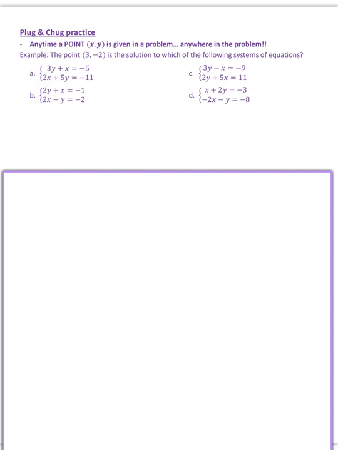Okay, another time you're going to use that plug and chug strategy is whenever you're given a point in a problem. And the reason why this all of a sudden becomes a plug and chug is because you now know, given a point, that x is equal to 3 and y is equal to -2. So let's go ahead and write that down. X equals 3 and y equals -2. So everywhere in the problem we see an x, we're going to replace it with a 3. And everywhere we see a y, we're going to replace it with a -2.